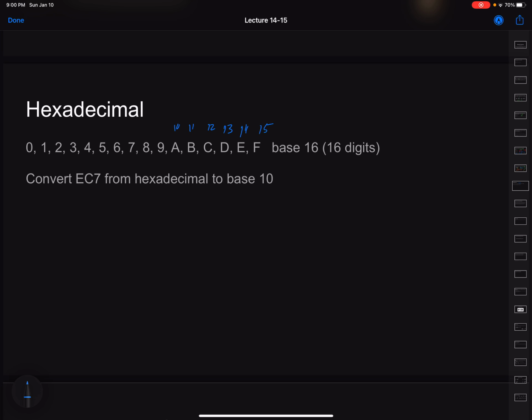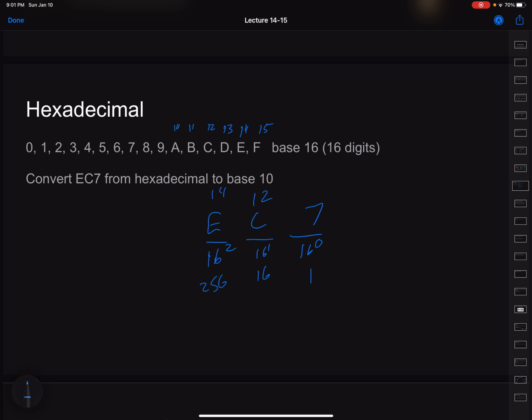So for example, let's see what something simple like EC7 would be in hexadecimal or base 16. So we have 3 digits. This is going to be 16 to the 0, 16 to the 1, and 16 squared. 16 to the 0 is just a 1. This is a 16, and 16 squared is 256. Now we have an E, C, 7. Remember, an E was a 14, a C was a 12.